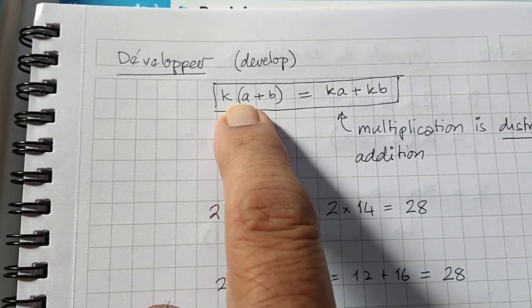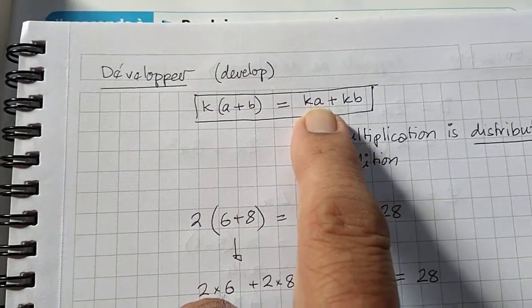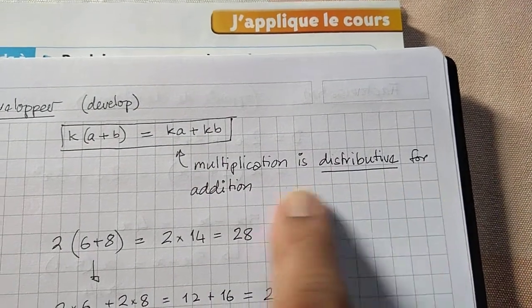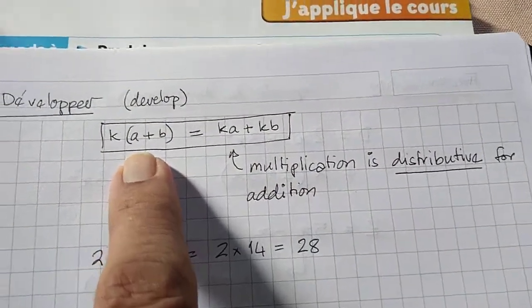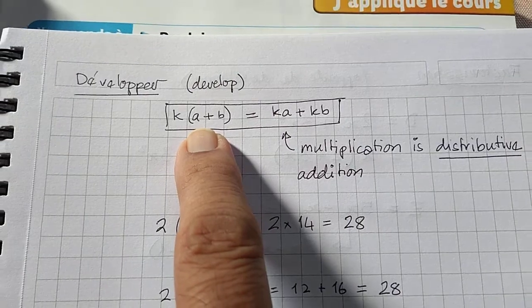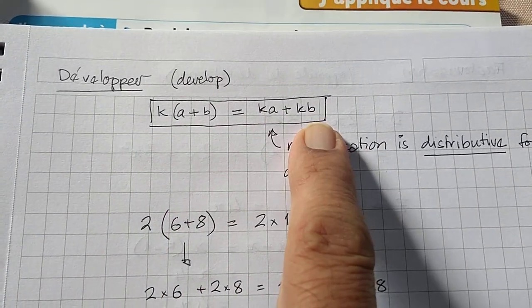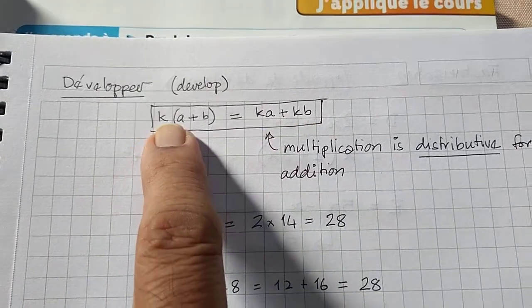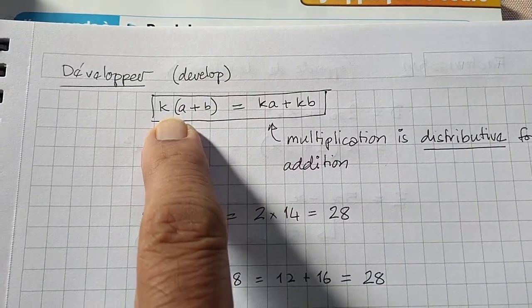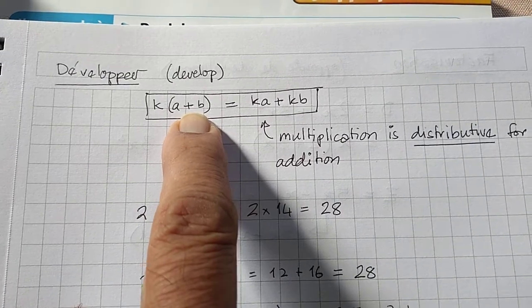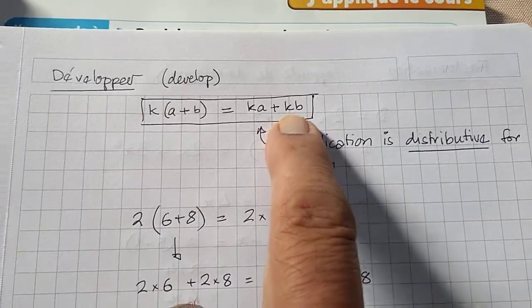K is distributed to A and B. So multiplication is distributive for addition. If you have K into brackets A plus B, it's equal to KA plus KB. How do we come to that? You first multiply K into A, then you multiply K into the second term. The second term is plus B, so you'll get plus KB.